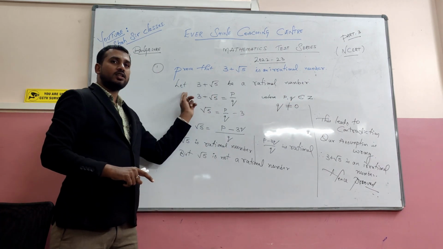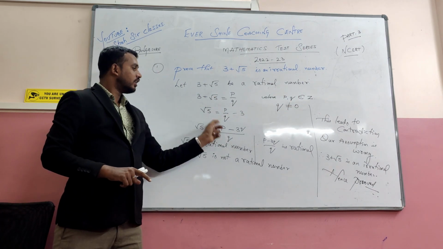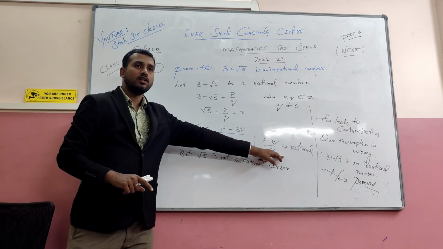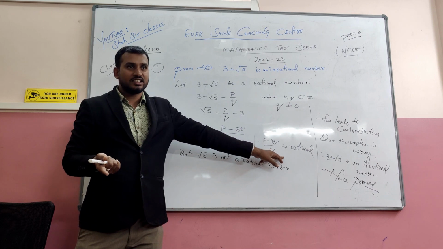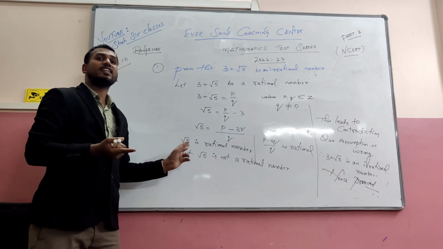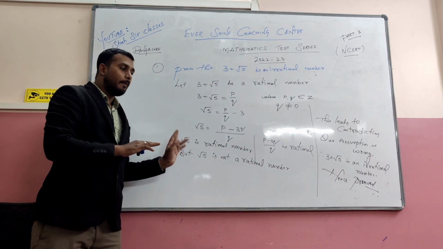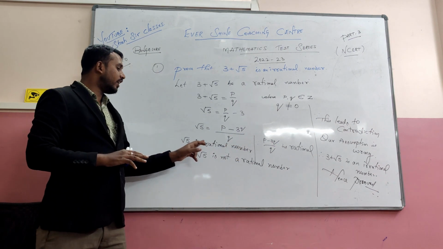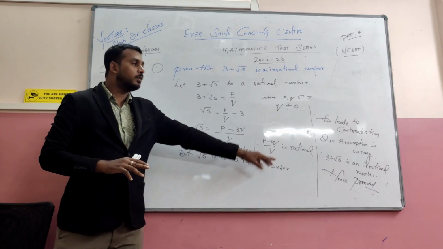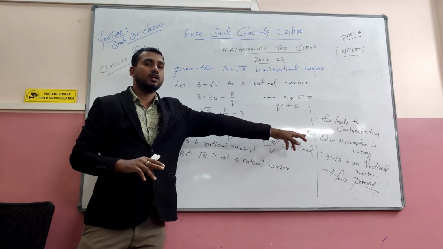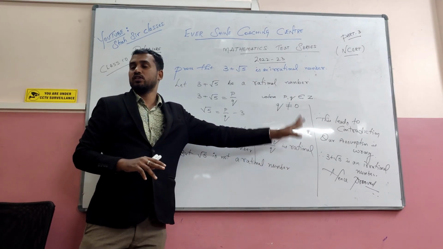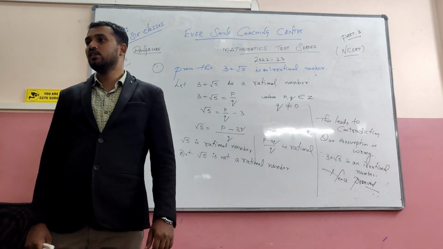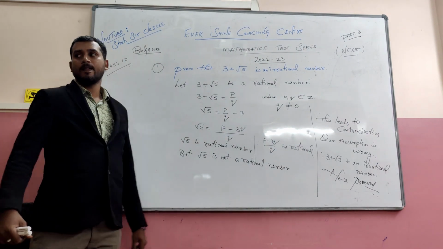Keep root term as it is, rest of the terms shift to the other side. Simplify the RHS. Now we can say that RHS is rational, so LHS is also rational. But we know that root 5 is not a rational number. This leads to contradiction. Our assumption is wrong. Therefore, the given number is an irrational number. Is this clear? Copy it.